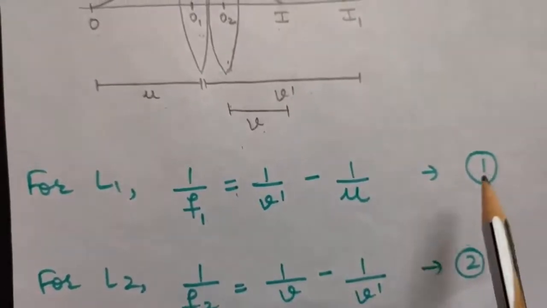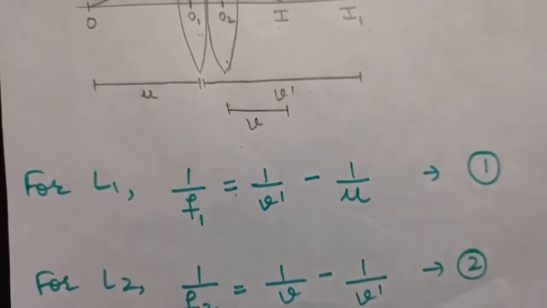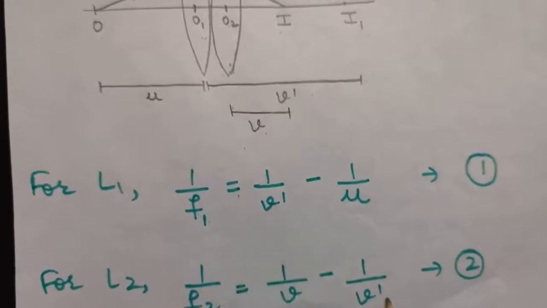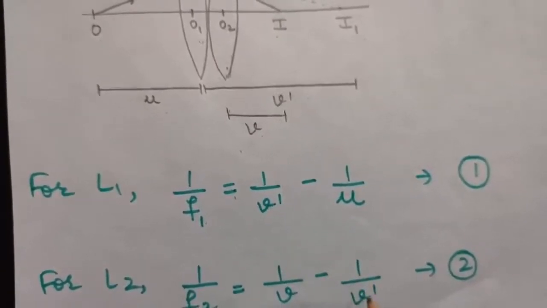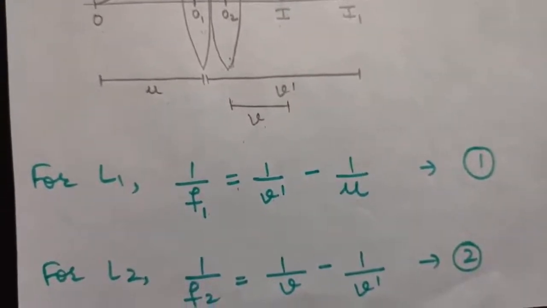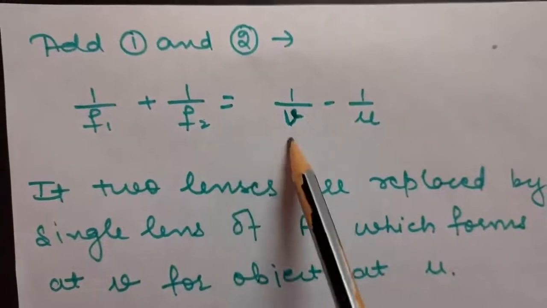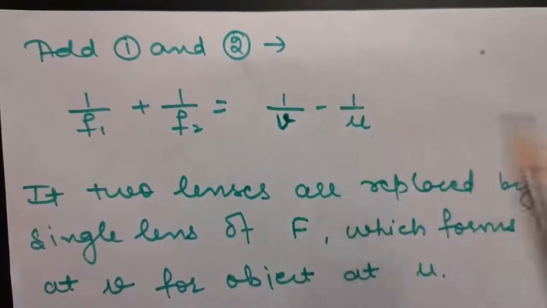Now let us add equation 1 and equation 2. When you add them, this quantity will cancel out. See here, 1 upon V dash and minus 1 upon V dash will cancel out. So you will be left with 1 upon F1 plus 1 upon F2 is equal to 1 upon V minus 1 upon U after adding them.